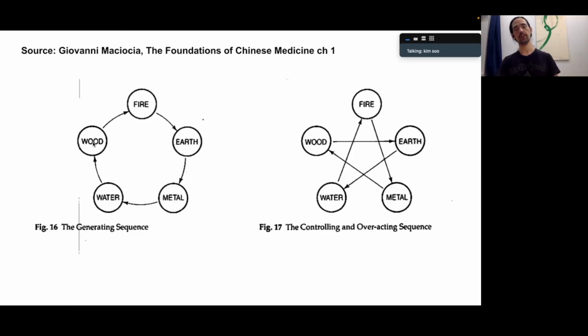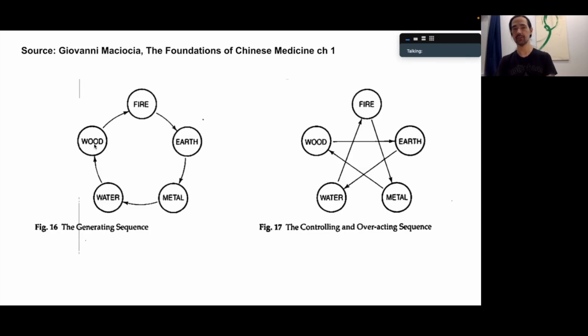So wood generates fire, right? Wood is used to create fire. Fire then generates earth. As it burns material, it produces earth. Earth gives rise to metal. And you got to stretch your mind a little bit. Metal gives rise to water. Metal, when heated, becomes water. Nobody ever said that Chinese medicine was perfect. Damn near, but not perfect.